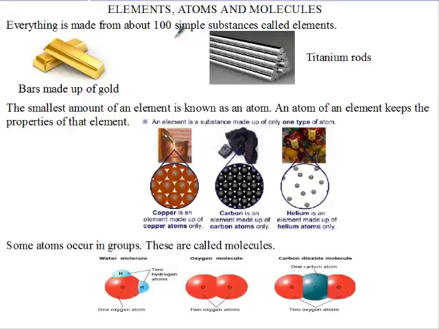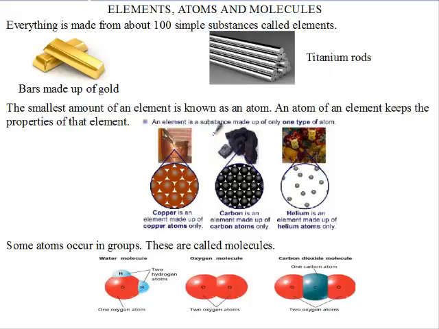Everything is made up of a unique substance called an element. Now, these bars of gold here are made up of gold elements. These rods are made up of titanium elements. So what is an element?